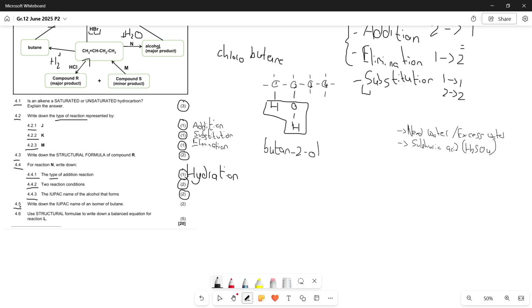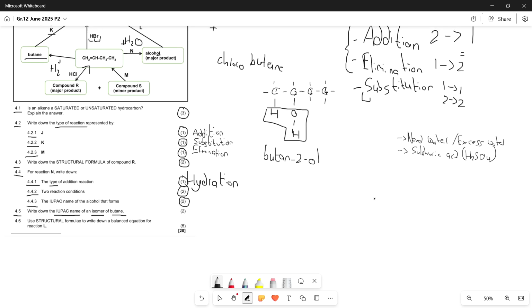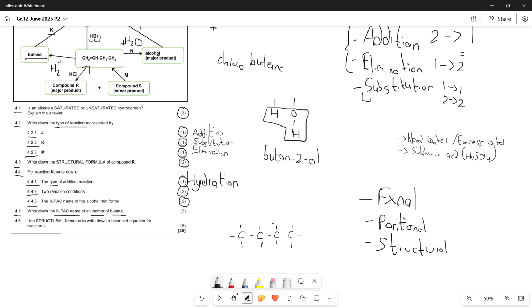Then 4.5 says write down the IUPAC name of an isomer of butane. So it's 2 marks, and our butane is up here. We have 3 different types of isomers: functional, positional, and structural. The thing with butane specifically is that there is no functional isomer for butane because there are single bonds all around and we don't swap something. It's not like a ketone and an aldehyde or a carboxylic acid and an ester, where we can remove or add something and change the functional group but keep the same amount of C's and H's. With any alkanes, we cannot do that. So our functional is ruled out.